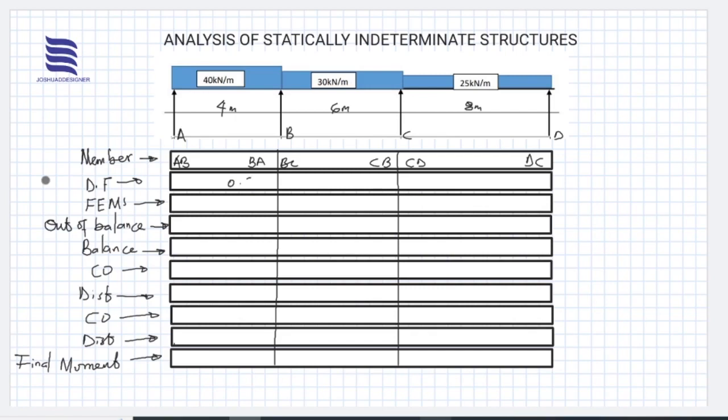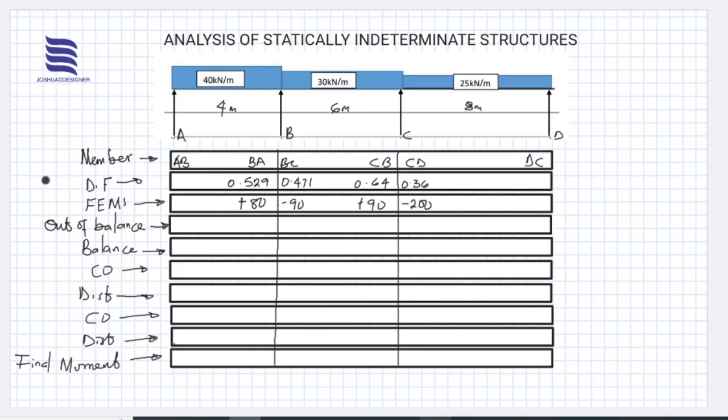So we have 0.529, we have 0.471, we have 0.64, we have 0.36, right? So those are the distribution factors obtained in the previous slide. And also the fixed end moments as obtained, we have plus 80 kilonewton meter, we have minus 90 kilonewton meter, we have plus 90 kilonewton meter, we have minus 200 kilonewton meter, right?